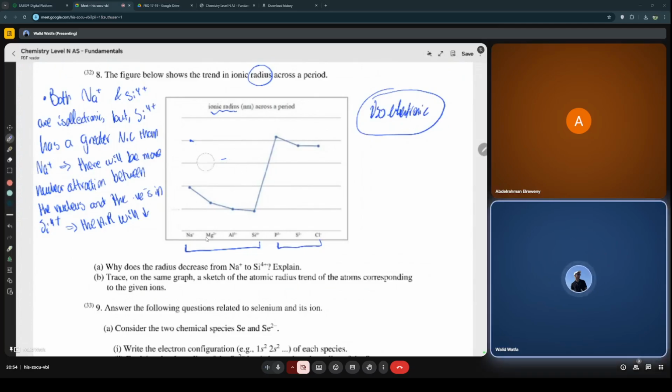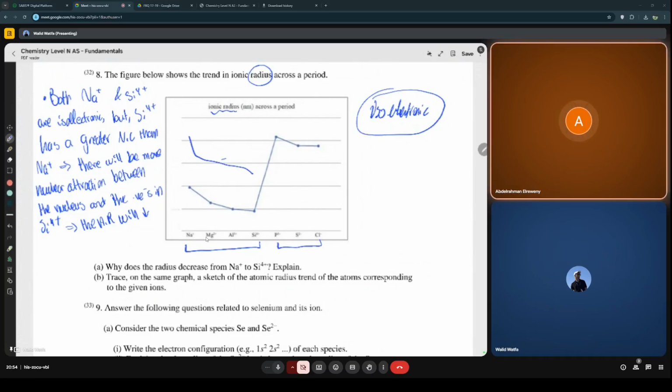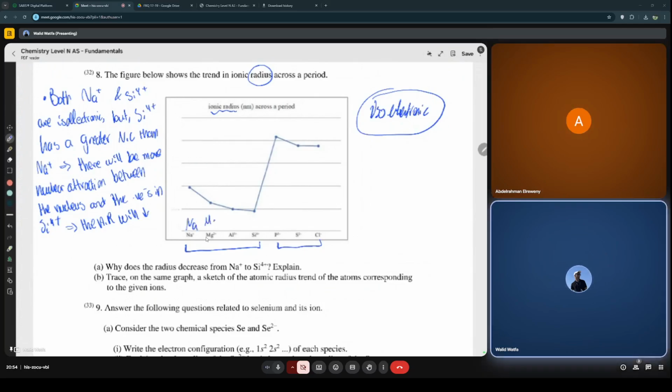But don't just copy the trend, because if you do that, it's decreased, so you have to put it opposite to it. Right? So let's take a look at Na, Mg, Al.